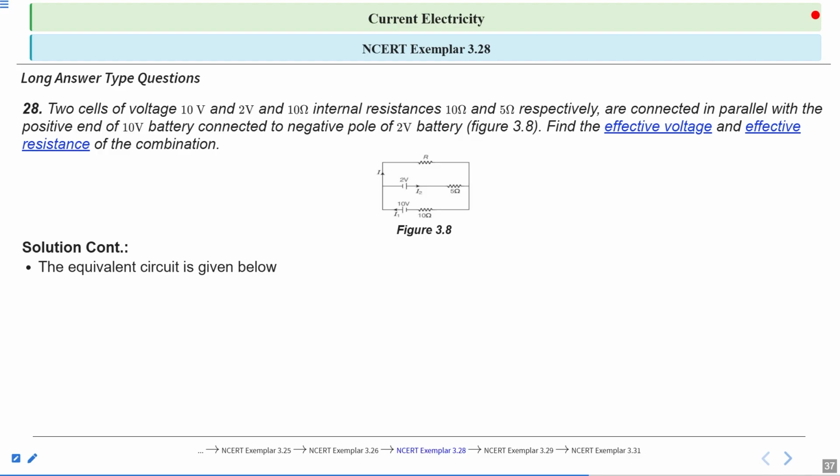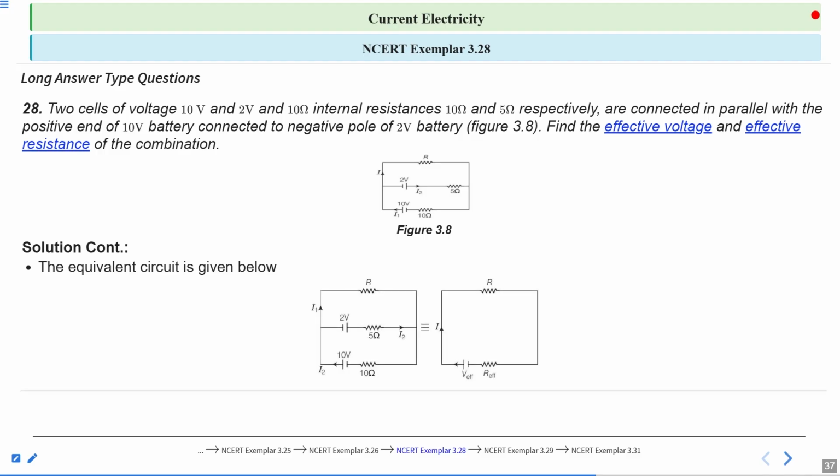The equivalent circuit is given below. Now this equivalent circuit can be drawn like this. The equivalent of both these cells is V effective, which we have calculated as 2 volt. Due to the 2 volt and 10 volt batteries, the effective voltage is 2 volt, and due to the 5 ohm and 10 ohm, the effective internal resistance is 10 by 3 ohm. So the equivalent circuit can be drawn like that.